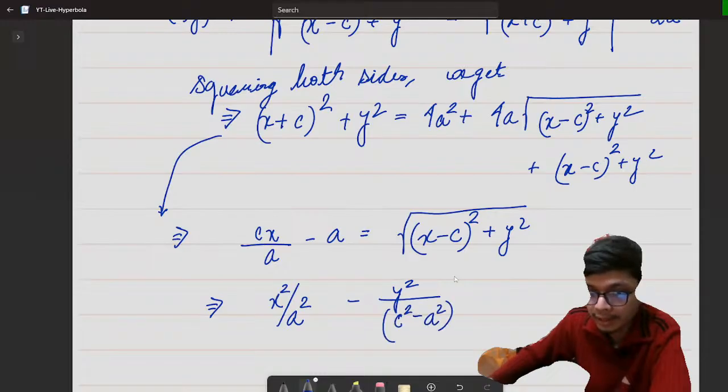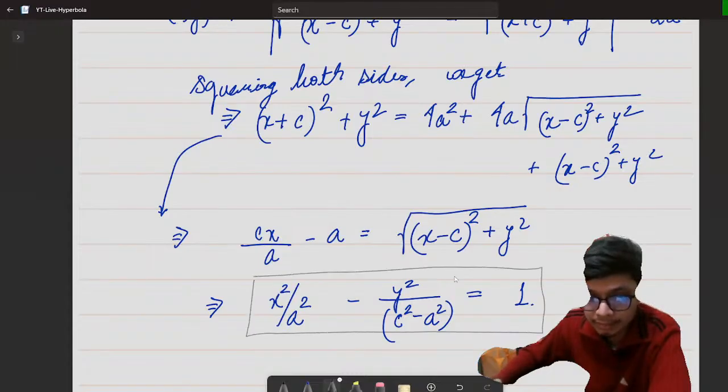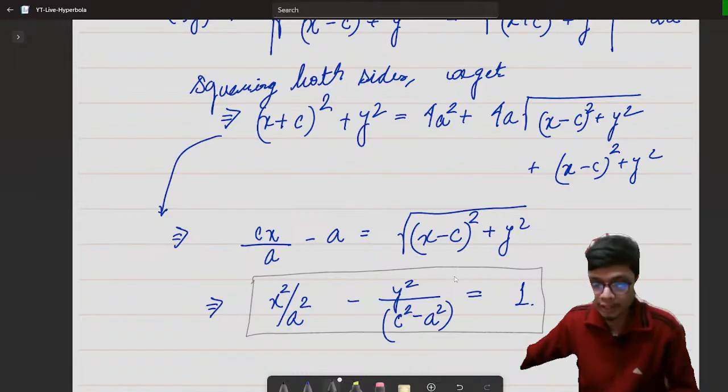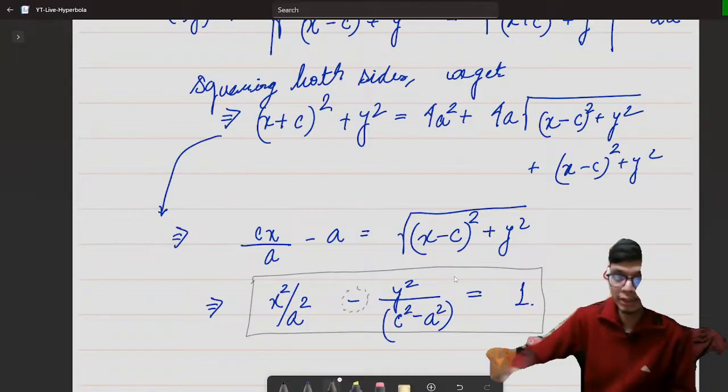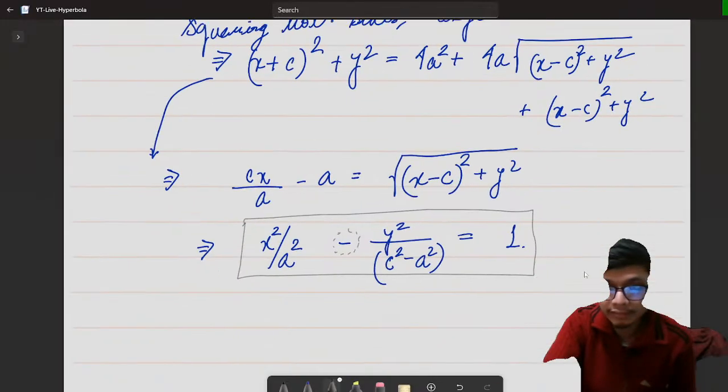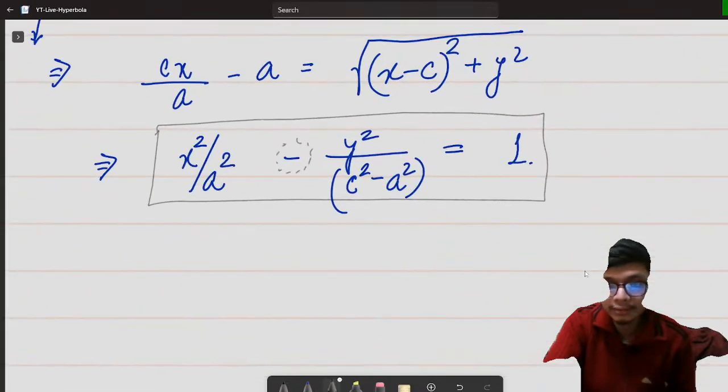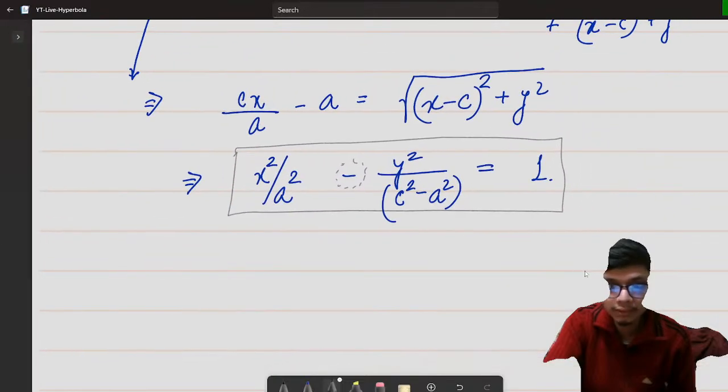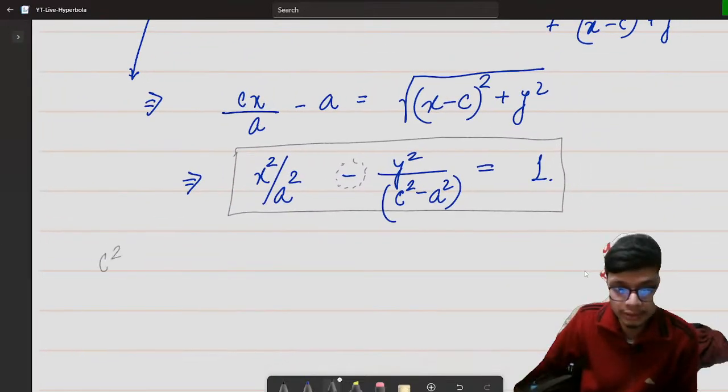Which is very similar to what we obtained for the case of an ellipse, right? If you look carefully, it is a very similar equation to the one we obtained for an ellipse. The only thing that is different is the negative sign over here. And if you remember, in the case of an ellipse, we also called this expression, this c square minus a square expression, some constant b square, right?